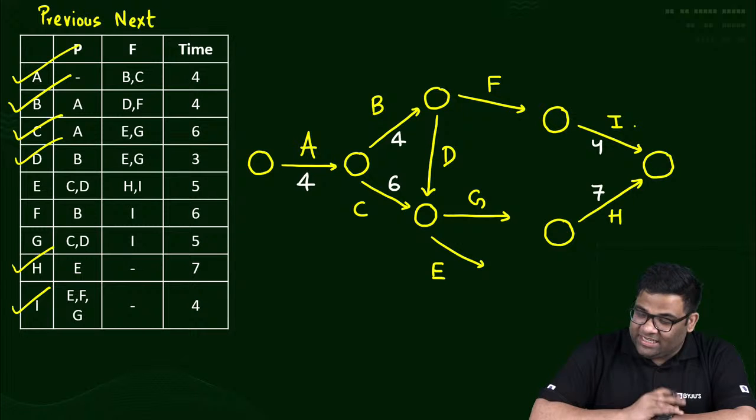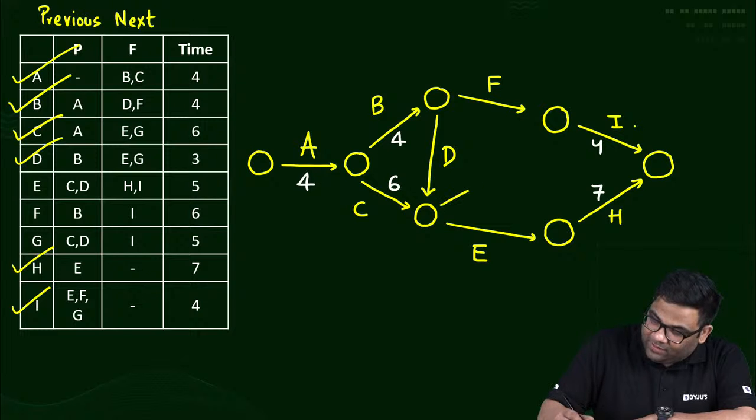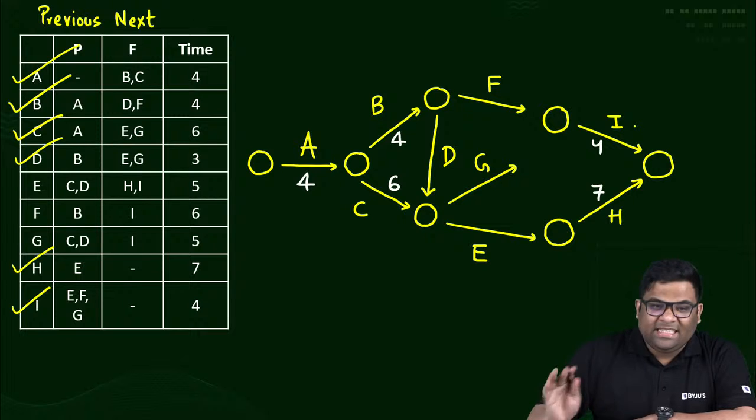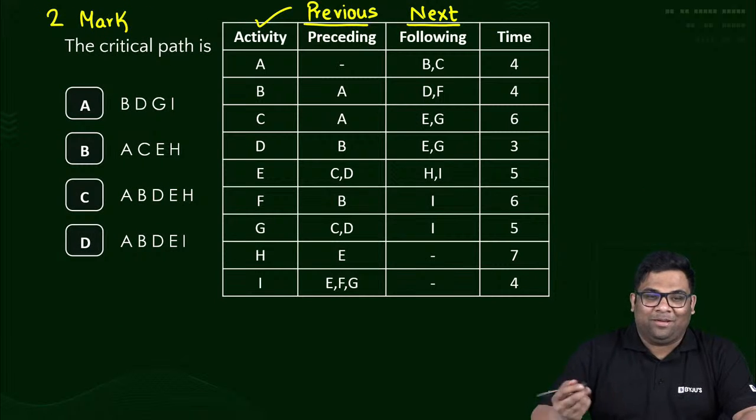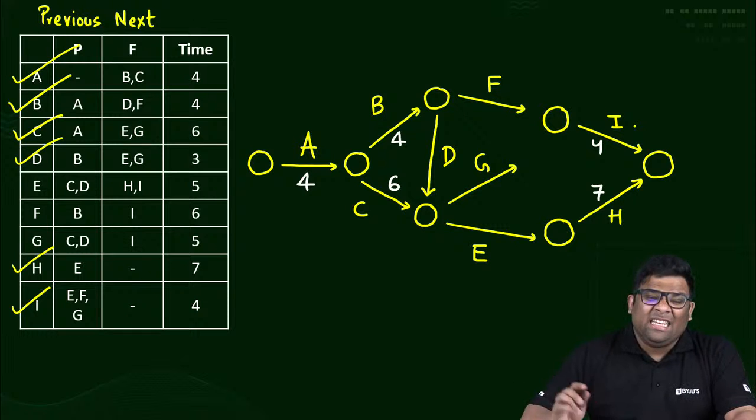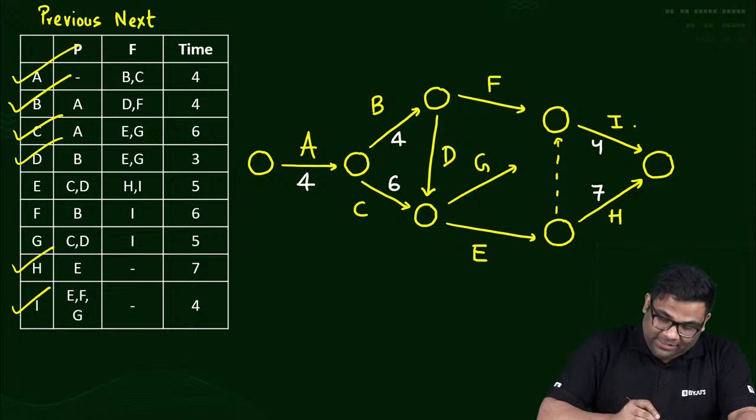E has next as H and I. That means this E will connect here. So E has next H and I. And G was here also. For E having next as I, there has to be a dummy, so there has to be a dummy like this. Done. Good. So E also done.